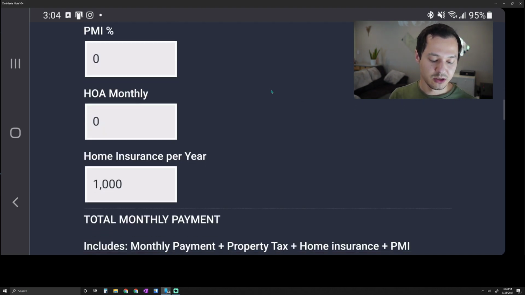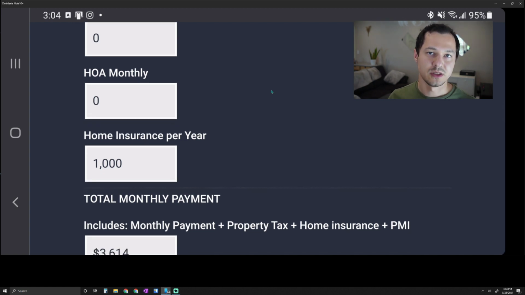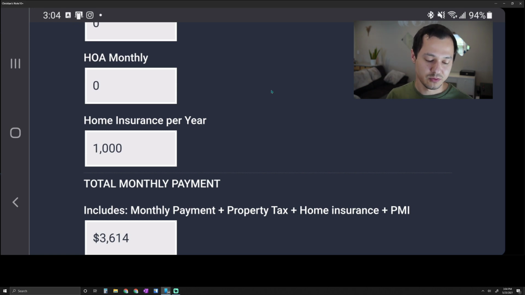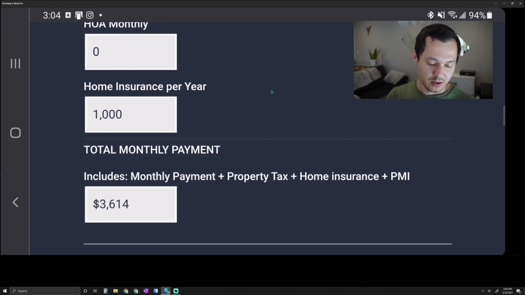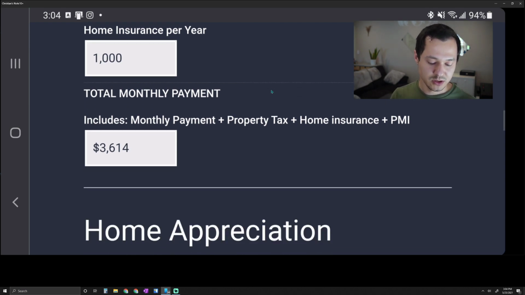No PMI, well, let's leave it at no HOA. So if it's a condominium, we could put an HOA there, or if there's any type of fee similar to that. Home insurance per year, how much it's going to cost you to have your home insurance. I've seen it range from $700 to $2,000 depending if you need earthquake insurance, flood insurance, or just a regular home insurance and you're not in any fire danger.